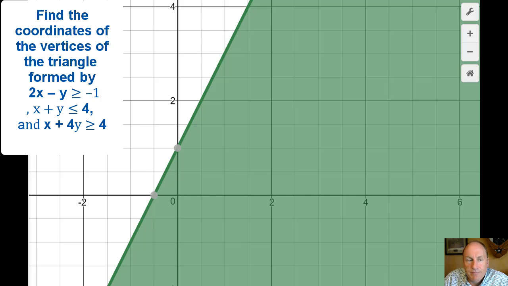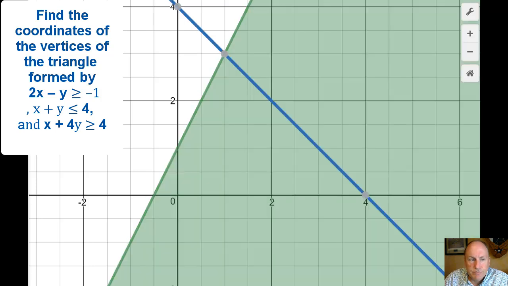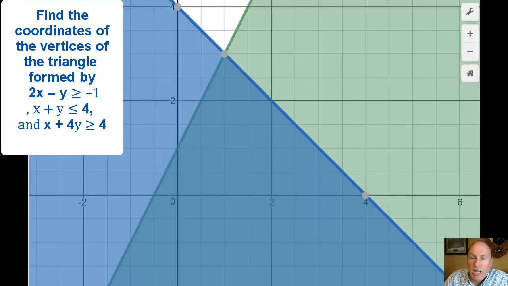the boundary line. Then we're going to plot x plus y less than or equal to 4. Intercepts at +4 for x and +4 for y, also in standard form. It's solid because it's a less than or equal to. When we plot it, we get everything below the blue line.